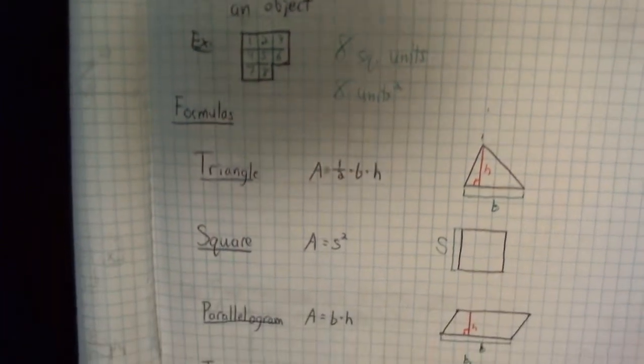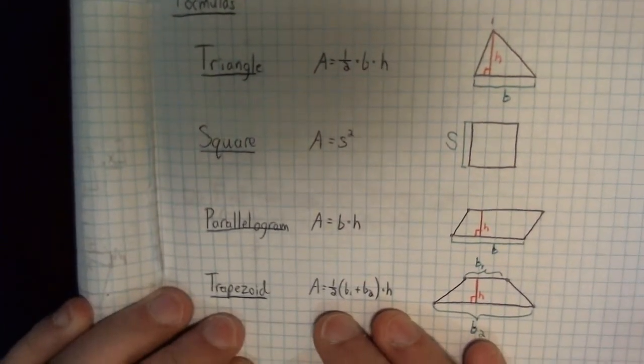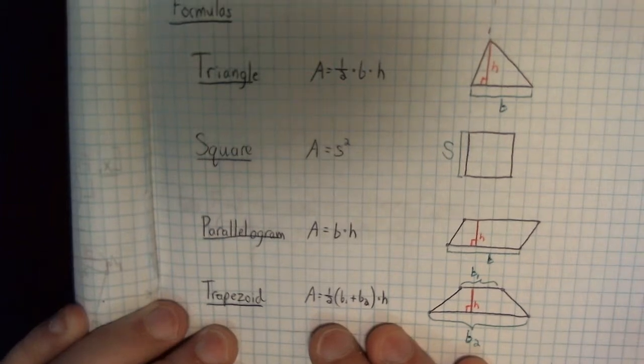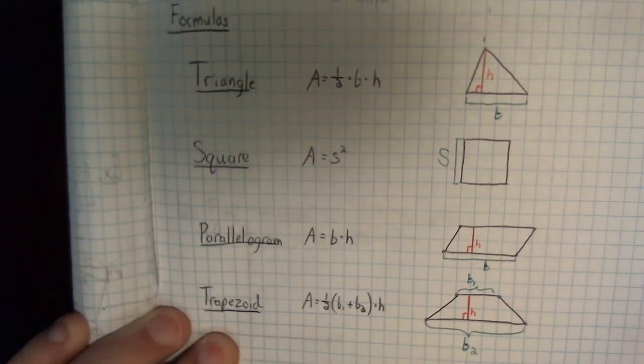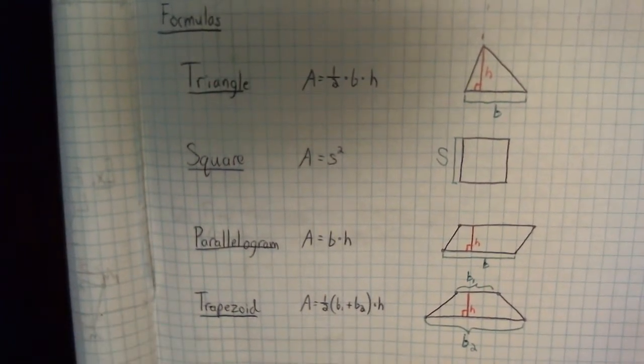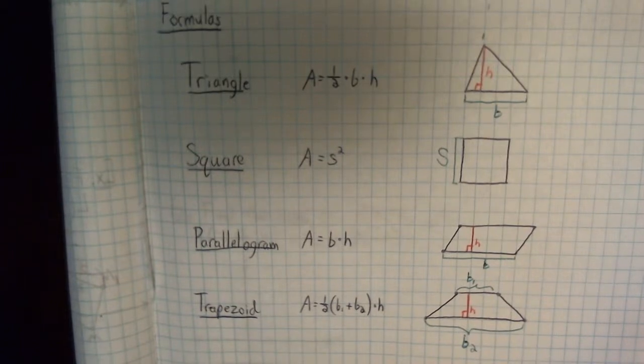What else we're going to need to know are some formulas for area. So what I would suggest is if you want to write these down, pause the video, write them down, and resume when you're ready. I'm going to discuss each of these with you right now. So as you can see, a triangle has an area of 1/2 times the base times the height.